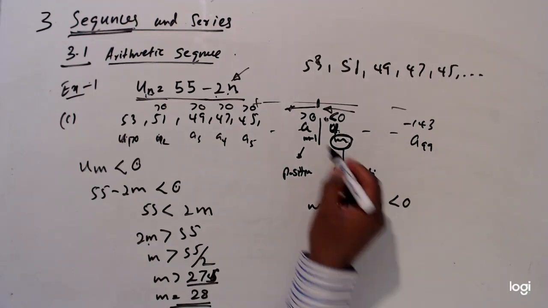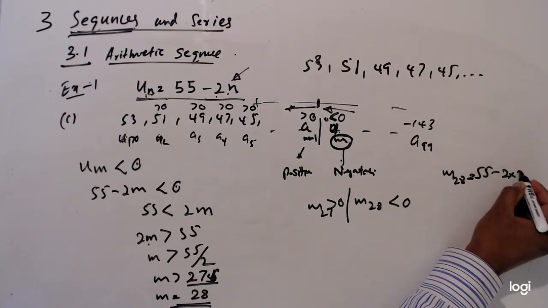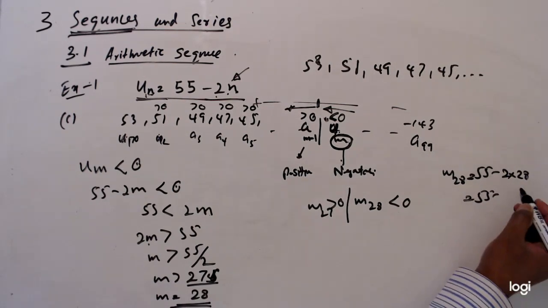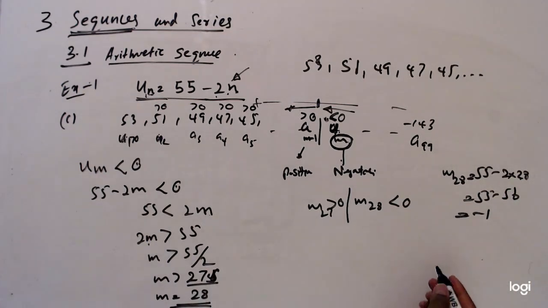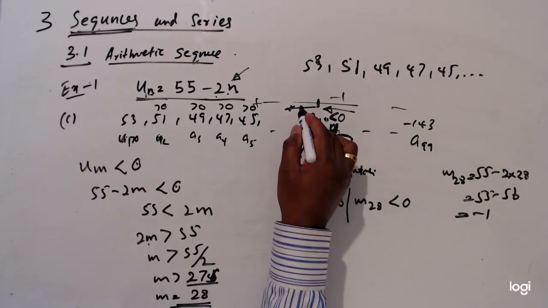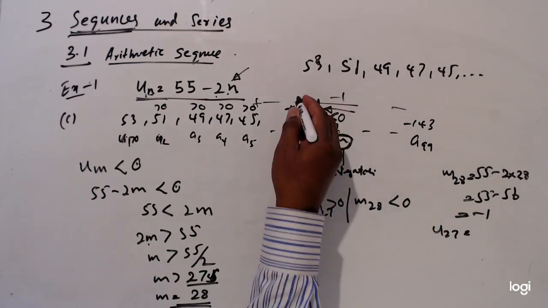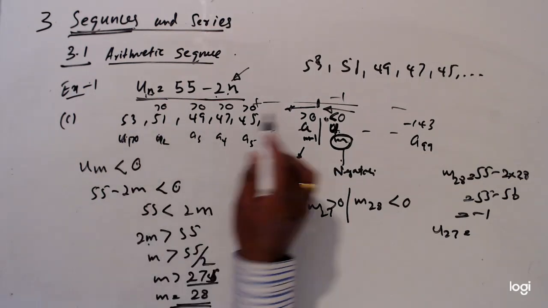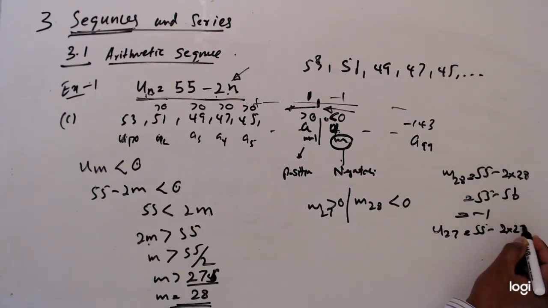What is u28? Let's find u28. u28 equal 55 minus 2 times 28. That is 55 minus 56, so that is minus 1. So this term is minus 1. And what is the term before this? That is u27. Or you can add 2 to this one. The common difference is 2, so this is positive 1. We can see that 55 minus 2 times 27 is 55 minus 54, which is 1.